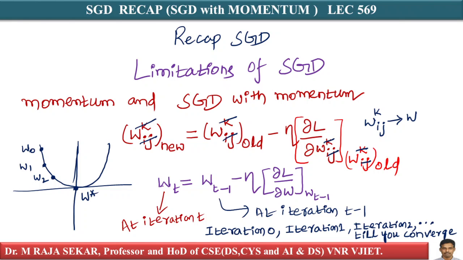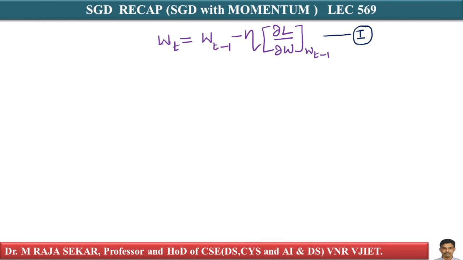This formula is much easier to read without ijk. It's much simpler to read, so we stick with this particular notation. Whenever I say t, it is the iteration, because with iteration, time also increases. So let's start with this relation. Let me say this is equation 1, simply the update equation.